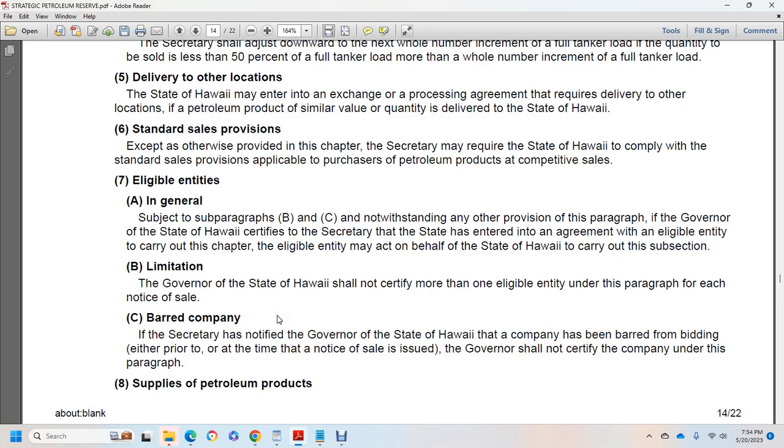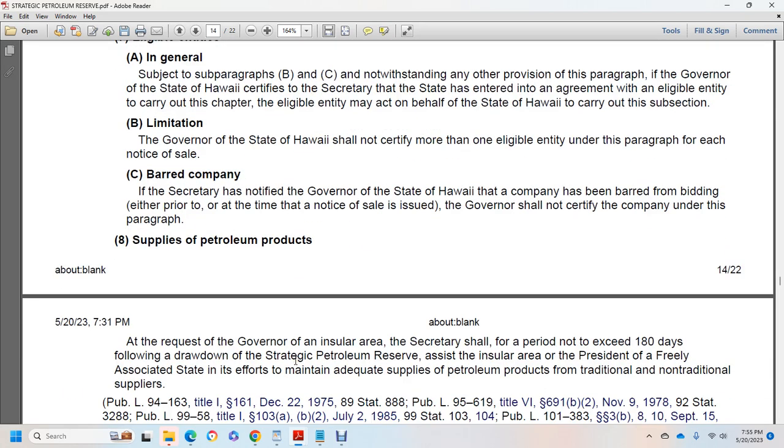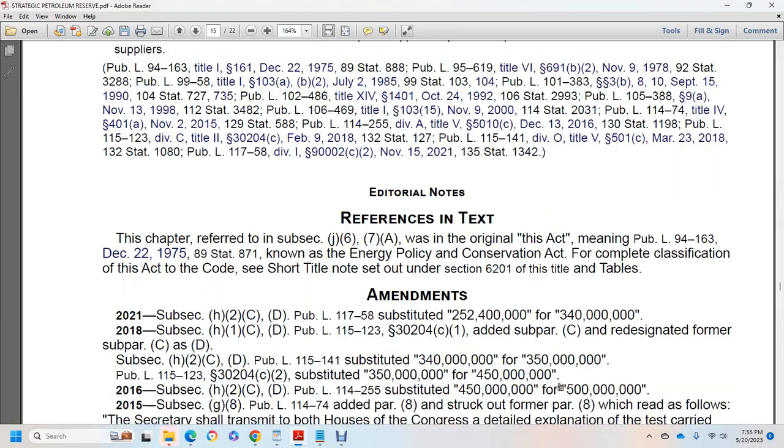The Governor of the State of Hawaii shall not certify more than one eligible entity under this paragraph for each notice of sale. (C) Barred company: if the Secretary has notified the Governor of the State of Hawaii that a company has been barred from bidding, either prior to or at any time after the notice of sale is issued, the Governor shall not certify that company under this paragraph. Supplies of petroleum products at the request of the Governor, ancillary area: the Secretary shall, for a period not exceeding 100 days, follow the drawdown of the Strategic Petroleum Reserve to assist the ancillary area and the President of the freely associated states in efforts to maintain an adequate supply of petroleum products to traditional and non-traditional suppliers.